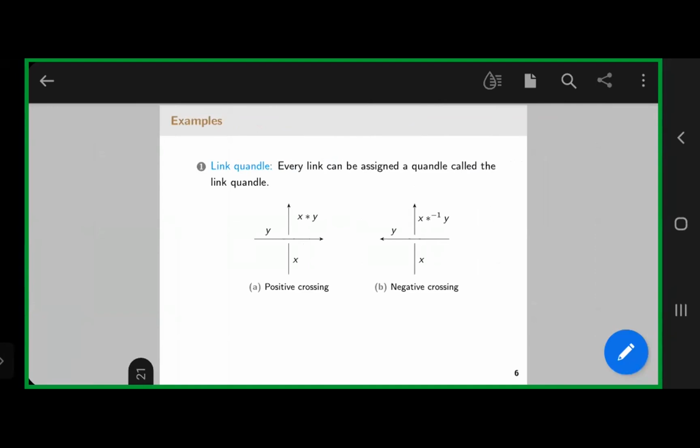So the incoming arc x, with the overgoing arc y acting on x, reproduces the arc as x star y, whenever it is a positive crossing. For a negative crossing, you define x star inverse y. Star inverse is just the inverse of the star operation.